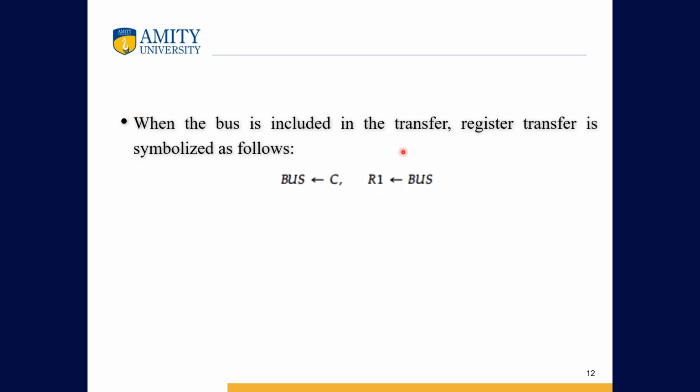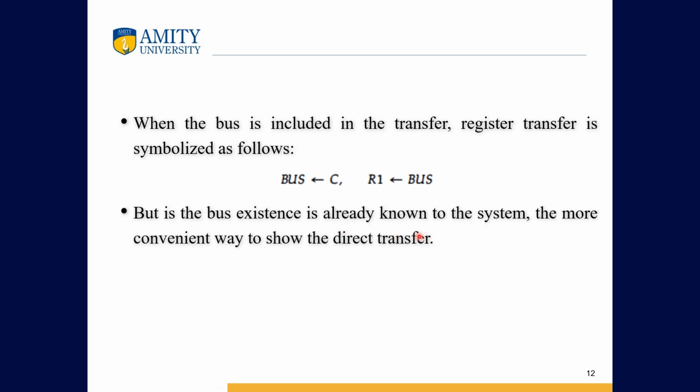Now when the common bus is included in the transfer, we will show the transfer as follows. For example, register C is transferred. Thus what we show is C is transferred to the bus, and then the bus is transferred to R1. Since the bus is an intermediate, we show it as the carrying register that stores data and then passes it on to the destination. Since the bus's existence is already known to the system, the more convenient way is to show a direct transfer, where we do not include the bus and show that data from C is transferred directly to R1.